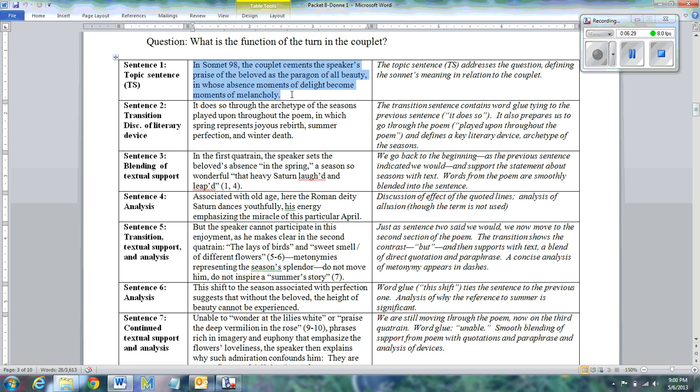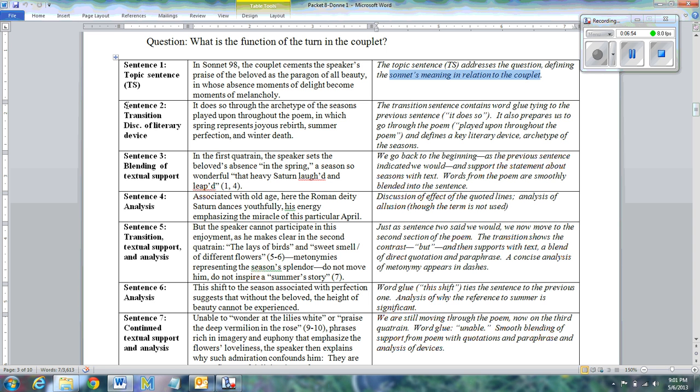Notice in here that I've talked about the meaning of the poem, because the couplet has everything to do with the meaning of the poem. And so you really can't avoid that. Notice also I have active verbs. The couplet cements the speaker's praise of the beloved, and so on. All right, so here we have the topic sentence addresses the question, defining the sonnet's meaning in relation to the couplet, which is what I want your topic sentence to do.